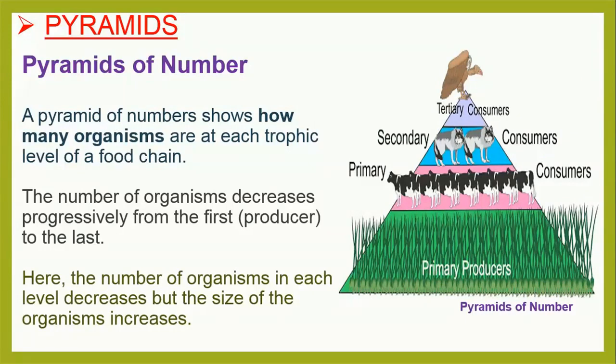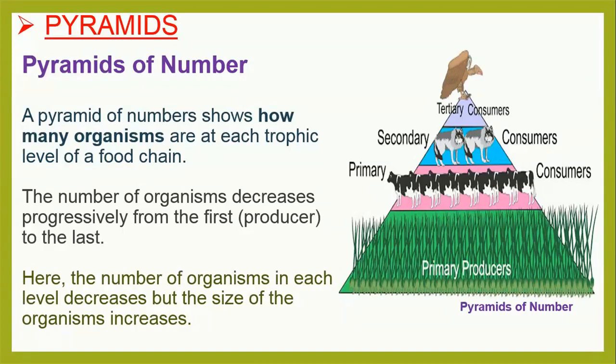So the primary consumers are going to be many, more than the secondary consumers, and of course more than the tertiary consumers. So let's give them numbers. The primary producers, we can have 1,000. The primary consumers, let's say we have 800. The secondary consumers, we can have like 400. The tertiary consumers, we can have 100. So you can see that there's a decrease in the numbers as it goes up the pyramid.